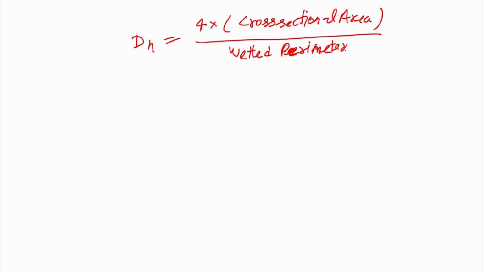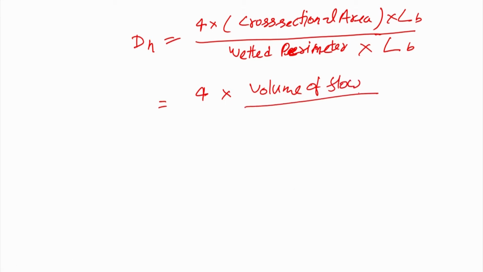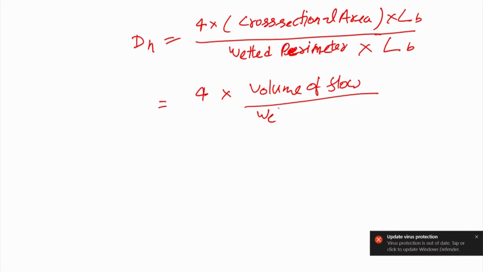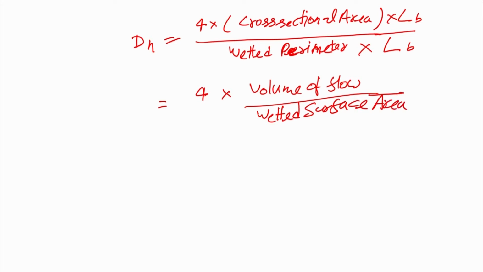Now, if I am talking about the cylindrical column, what we need to do? We need to find it in terms of the volume. So, I will multiply by the length, top and bottom. If I just multiply with the length, which is going to be the same, so that is the length. If I multiply it, it will be say L_B, L_B. If I am multiplying, this will be 4 into volume of reactor or volume of flow, volume available divided by wetted surface area. So, volume of flow into 4 divided by wetted surface area.